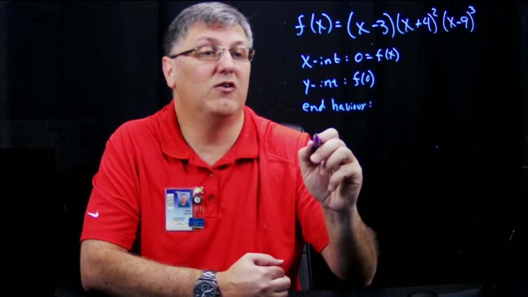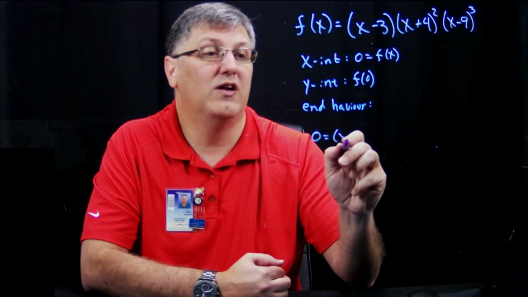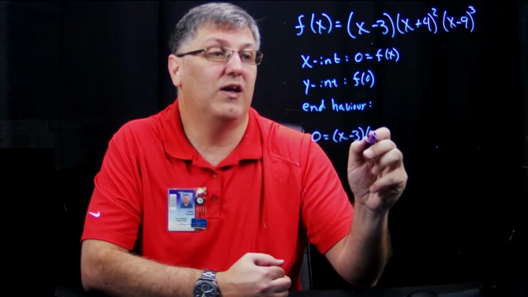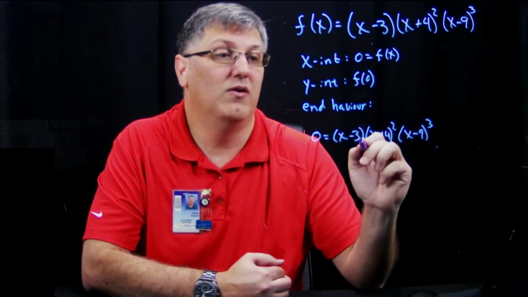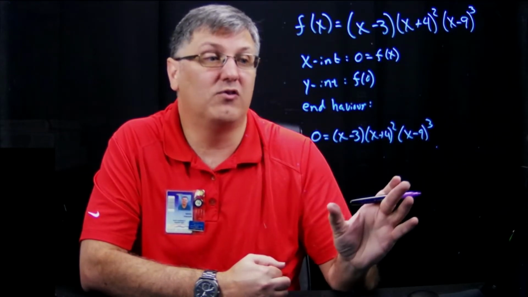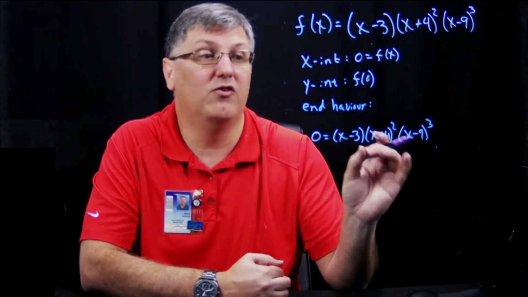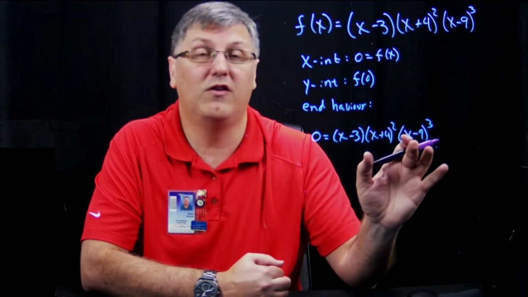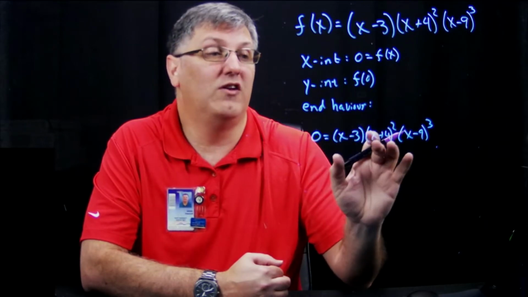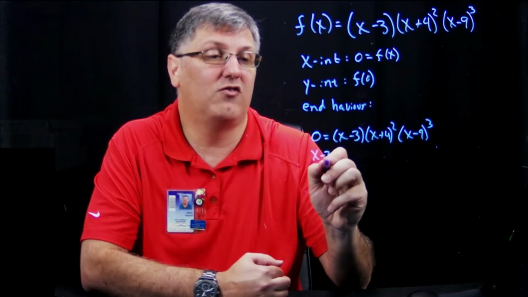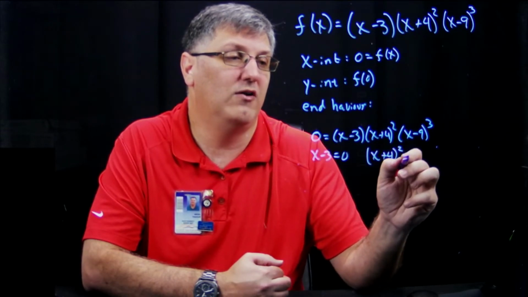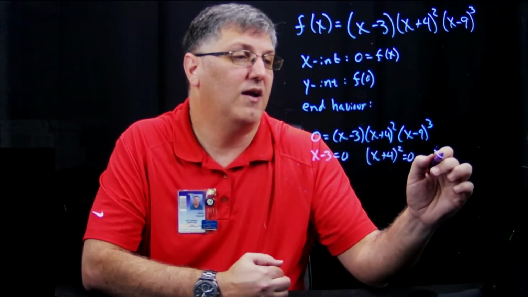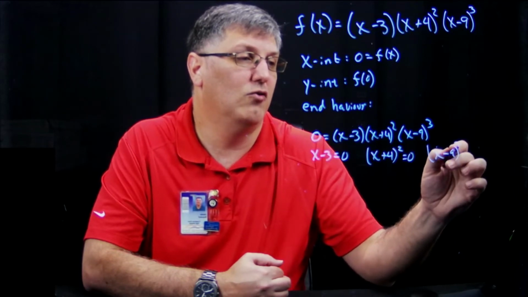For the x-intercept at first, all we're going to do is set this equation equal to 0. So we're going to have 0 equals x minus 3 times x plus 4 squared and x minus 9 cubed. From here, you learned in Algebra 2 that we have a property called the zero product property. It means that we set each one of these terms to 0. So we want to have x minus 3 equals 0, x plus 4 squared equals 0, and then x minus 9 cubed equals 0.